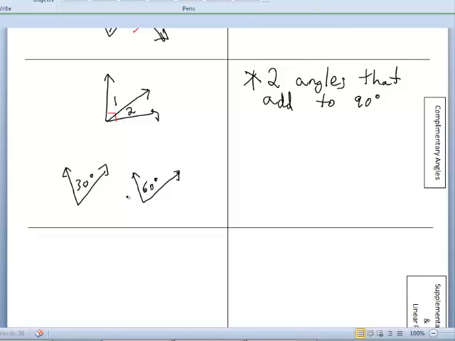So the way I like to write this out, since we have two angles that add to 90 degrees, I can say the measure of angle 1 plus the measure of angle 2 is equal to 90 degrees. That's a geometric statement that I can say. We're going to refer to that later on. So in this example, the measure of angle 1 plus the measure of angle 2 is equal to 90 degrees.